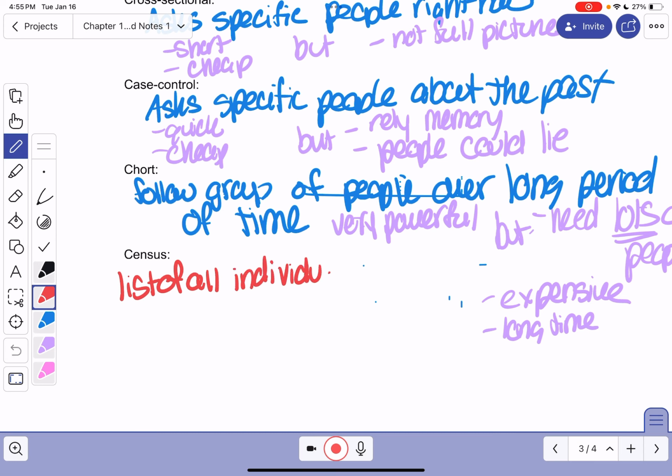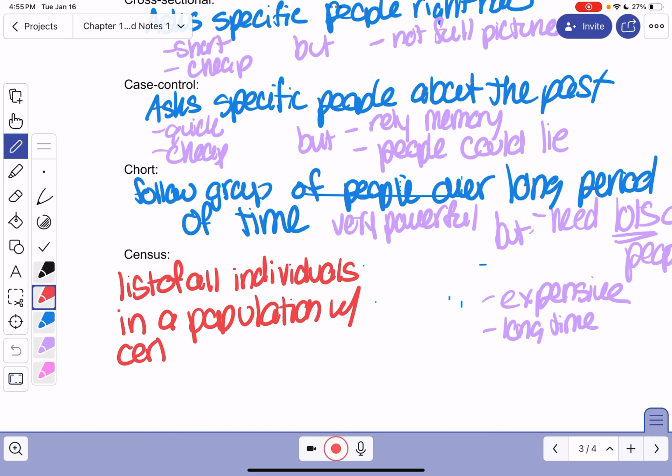And then finally, the census, or a census, is a list of all individuals in a population with a certain characteristic. So, for example, every 10 years, the U.S. does what they call the census, like capital C. And they send letters to every single house, and they ask questions about how many people live there and income and all kinds of questions. And they use that information for school funding, for how many people they have in the House of Representatives, stuff like that. So it's a good study because it's asking so many people.